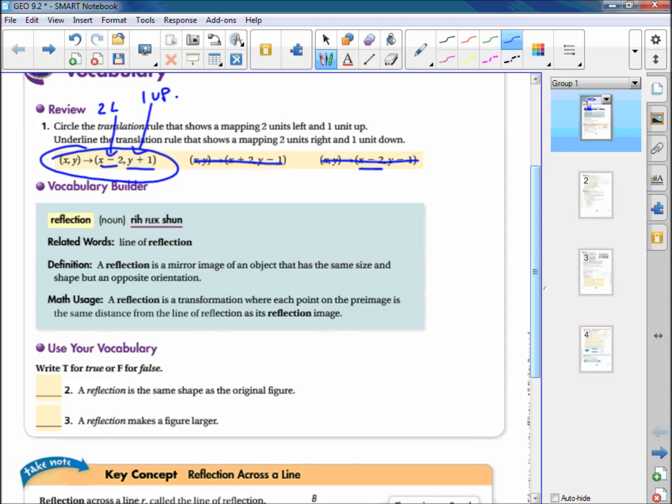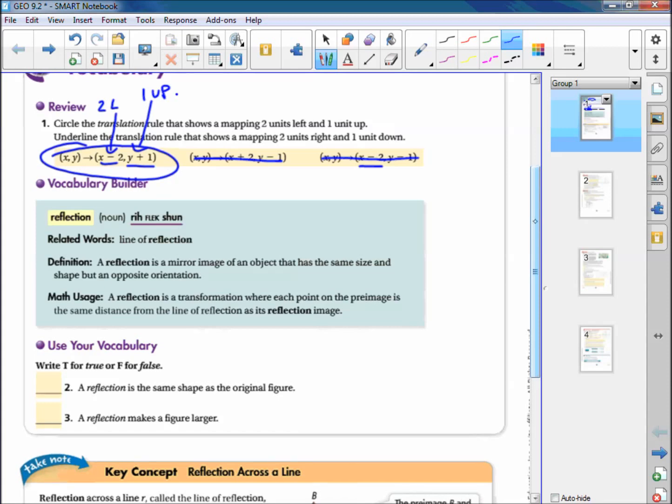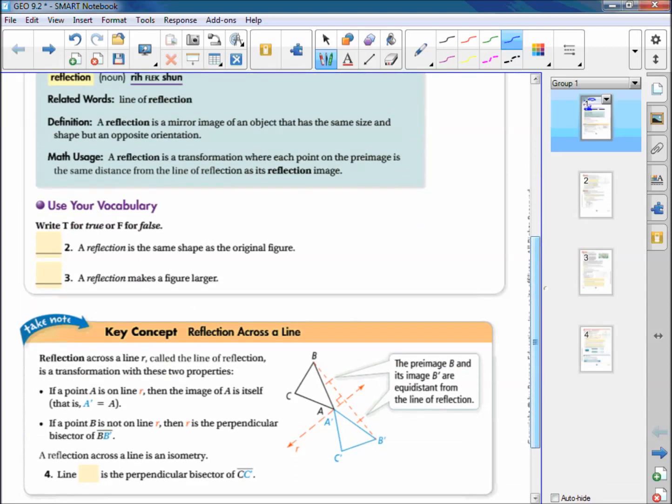All right. Vocabulary builder, a reflection. So a line of reflection is a related word. We need a line of reflection. Think of it as the mirror, okay? And the definition, a reflection is a mirror image of an object that has the same size and shape, but the opposite orientation. That means we're flipping the object upside down using the mirror as our way to flip it, okay? So math usage of reflection is a transformation where each point on the pre-image is the same distance from the line of reflection as its reflected image, okay? So the pre-image just gets moved across the line of reflection the same distance it was, so perpendicular bisector was going to be needed here, okay?